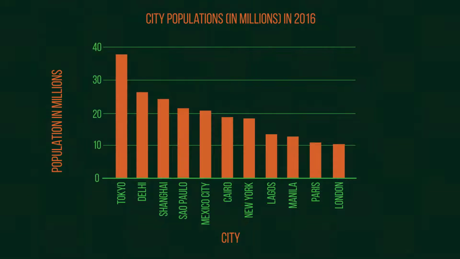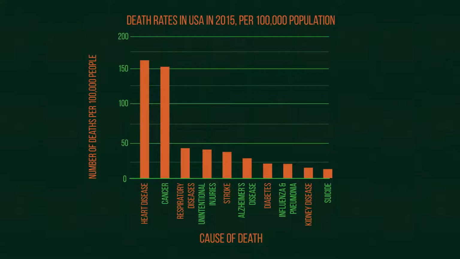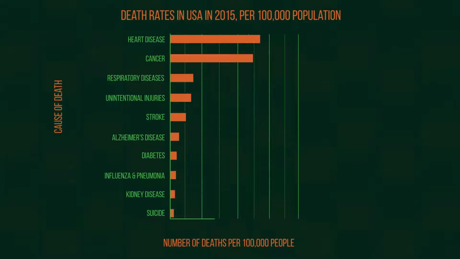So for comparing different populations or frequencies, the taller the bar, the higher the frequency. Heart disease and cancer clearly cause many more deaths than anything else does. The bar graph can be this way, or it can also be horizontal. Both are correct and are equally clear and easy to read.